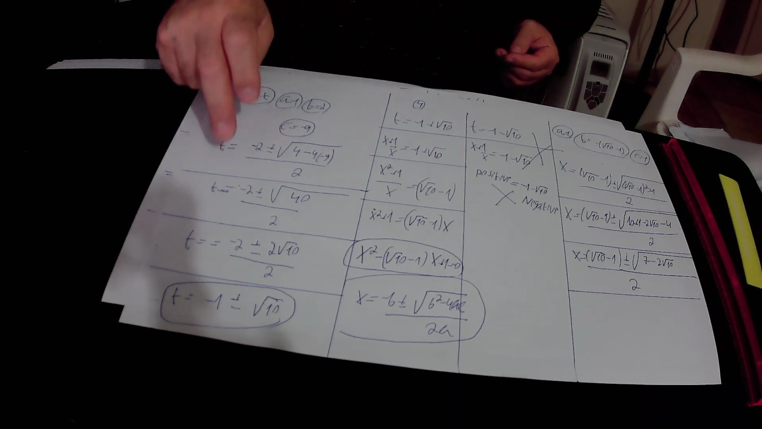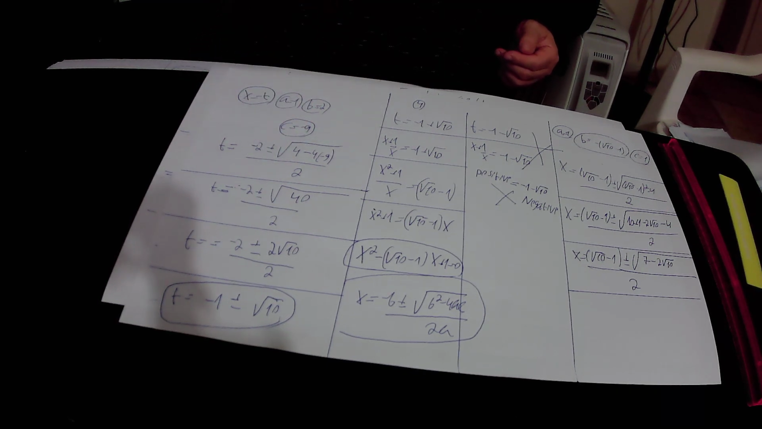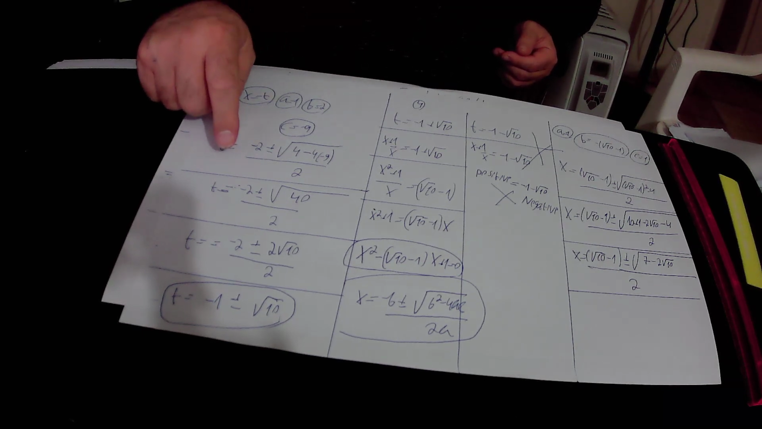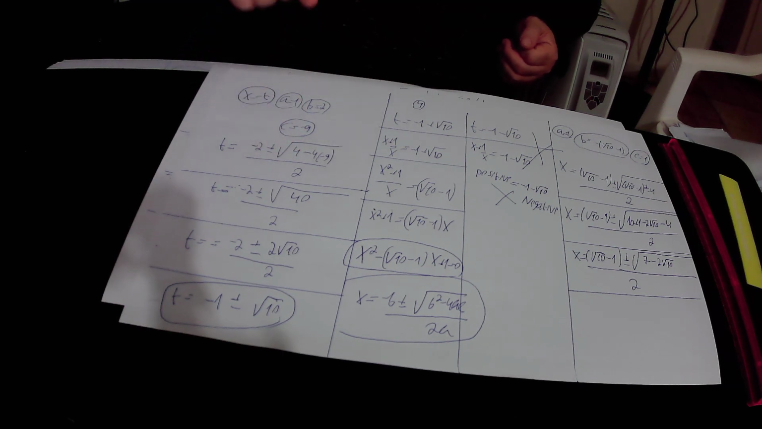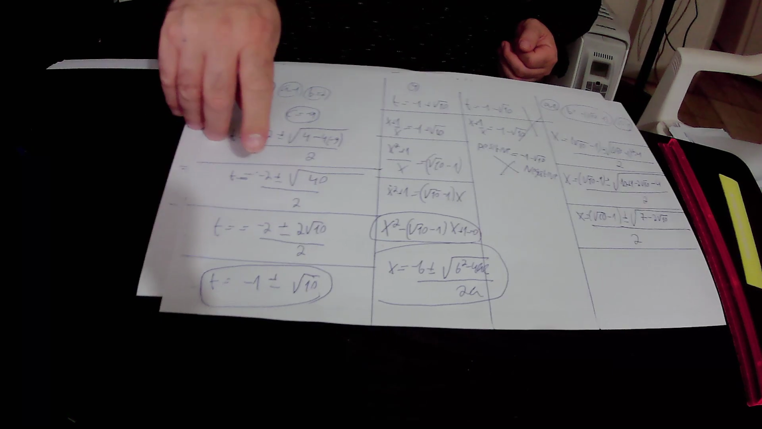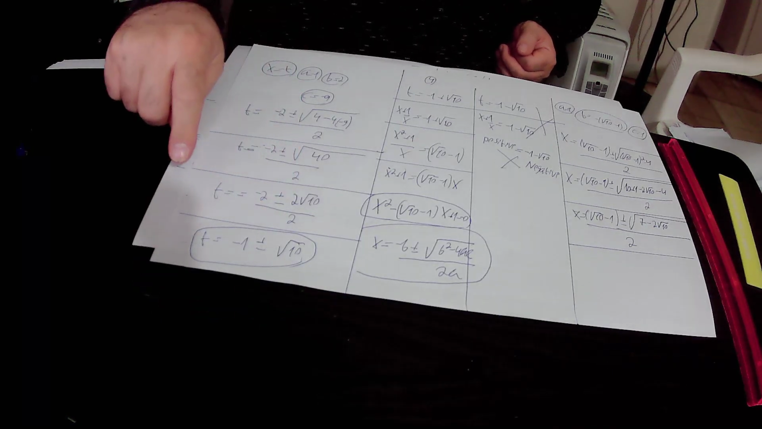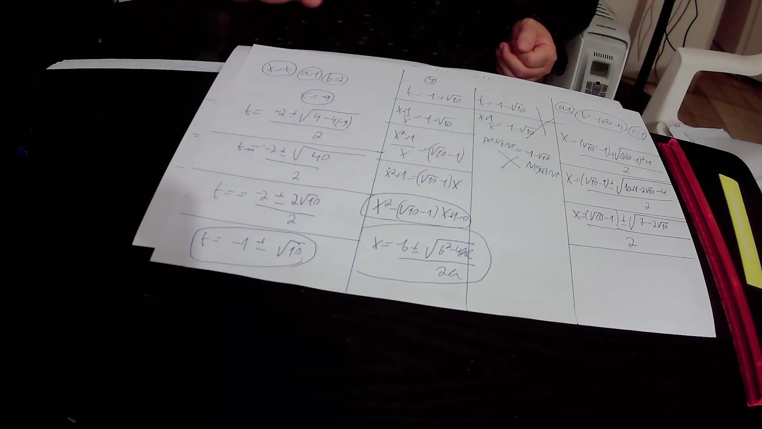So in conclusion, we found that t equals minus 2 plus minus square root of 40 over 2. We know that 40 is 10 times 4, and the square root of 4 is 2. So t equals minus 2 plus minus 2 times square root of 10 over 2. Here, minus 2 over 2 is minus 1, and 2 over 2 is 1. So we found that t equals minus 1 plus minus square root of 10.